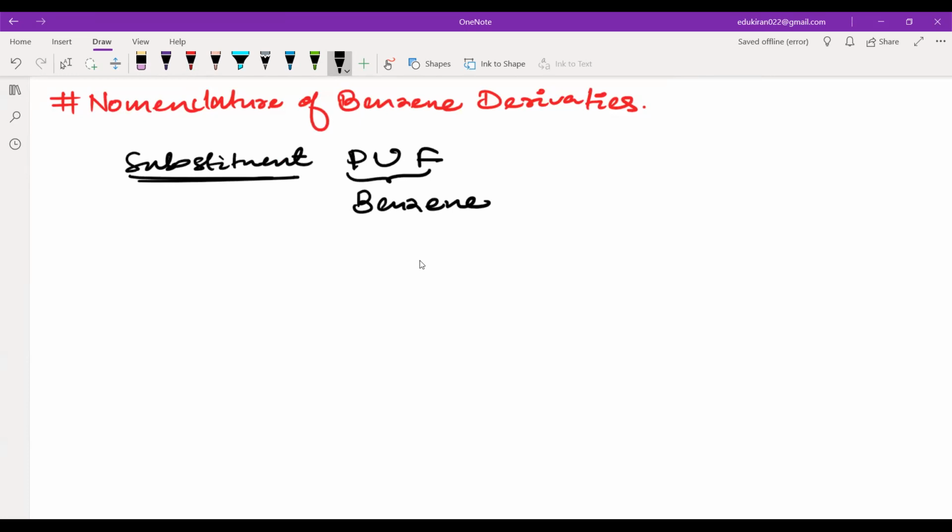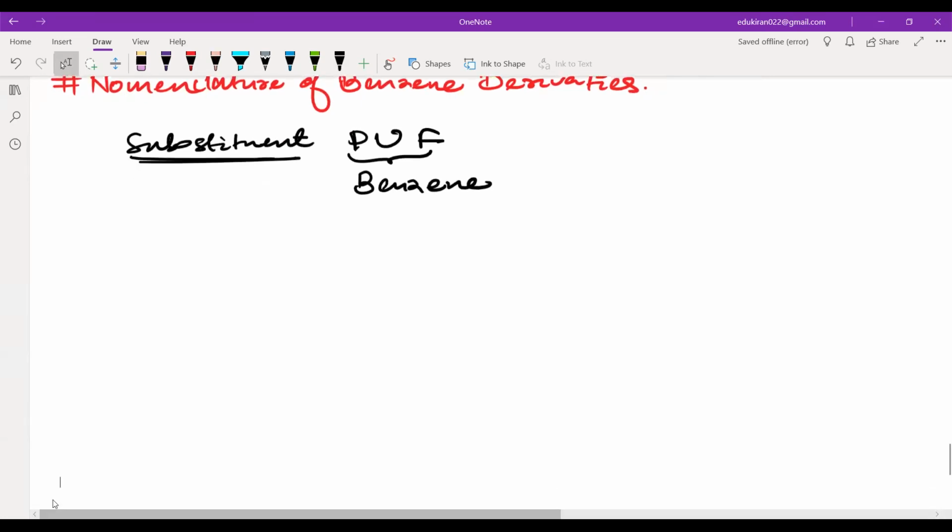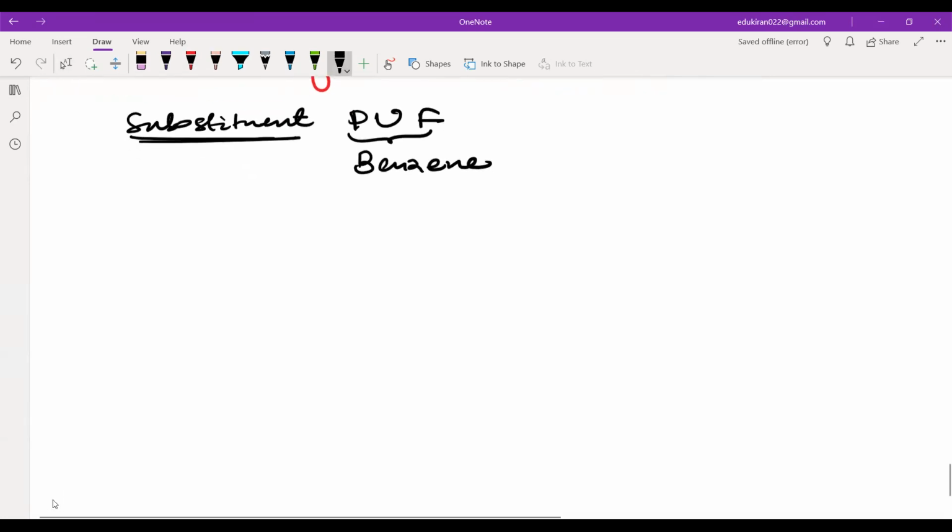I am going to make a few molecules here of benzene, and you are just going to identify the substituent. Identify the substituent. Number A.